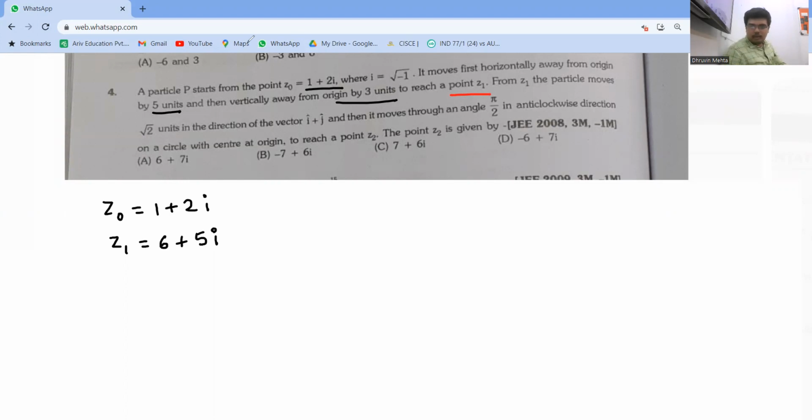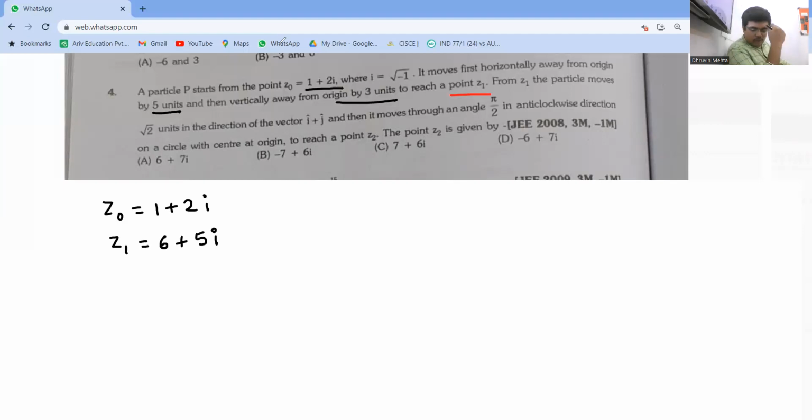So from Z1 the particle moves in this direction. Now do you realize, Pravra, Arush? See, the direction of vector i plus j. Now you have to understand that vectors are related with trigonometry in such a way that the i coordinate represents cos theta, j represents sin theta. Do you have any idea about polar coordinates? Polar form of vectors.